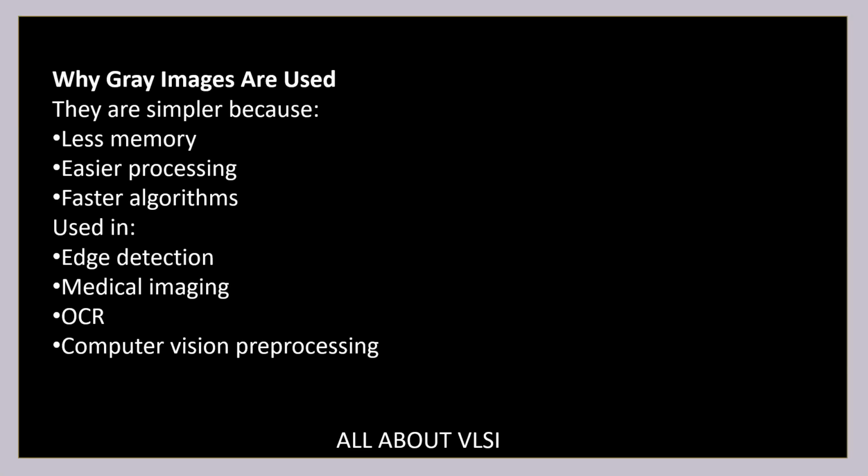Now, why are these gray images used? Basically, they consume less memory compared to color images, and they are easier to process because they only have two fields. They are basically represented in rows and columns. I will show you how we are going to represent it. These also allow very fast algorithms, and they are used in edge detection. Here in our project, Sobel Edge Detection, we are going to use gray images only. And for medical imaging, OCR, and computer vision processing, we use gray images.